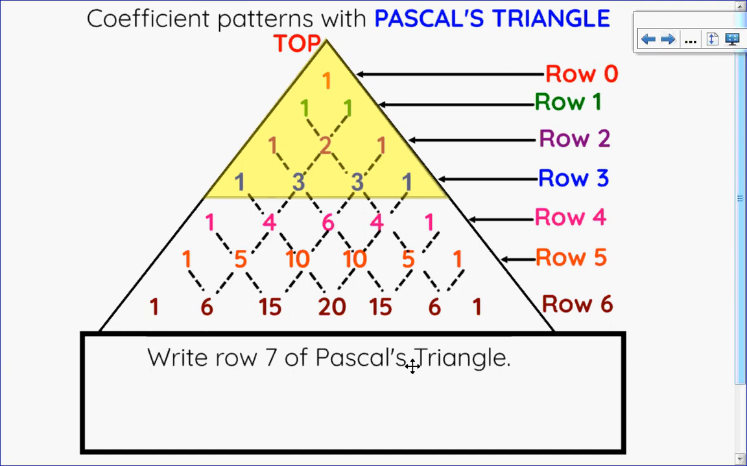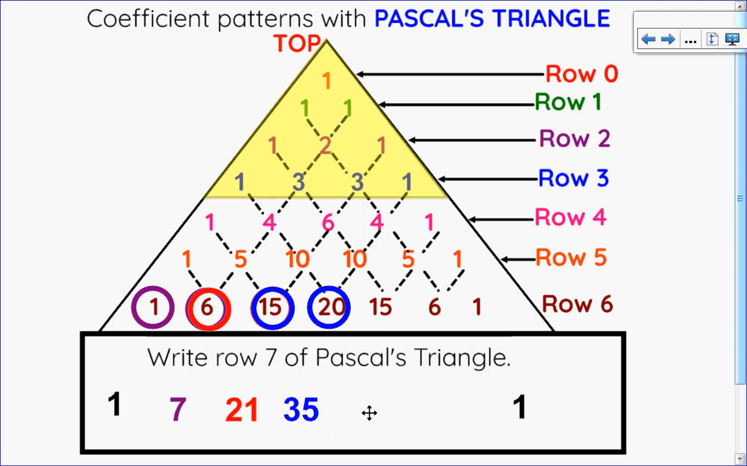So let's practice writing row 7. Row 7 is going to start and end with a 1. And then all the terms in between the ones are found by diagonally adding above. So here, 1 and 6 add to 7. 6 and 15 combine to 21. 15 and 20 are 35. 20 and 15 are 35. Notice the symmetry that's going on here. 15 and 6 is 21. 6 and 1 is 7.